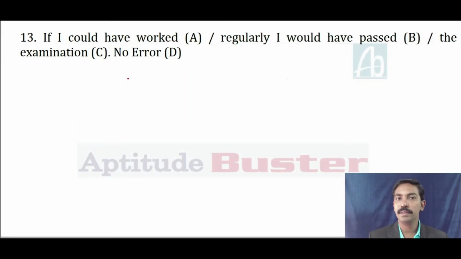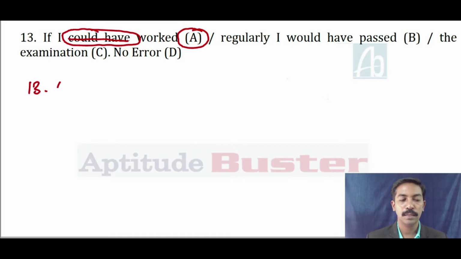We're able to spot the error for this question almost immediately. Yes, you're right. We know if clause can take only three verb patterns: simple present tense, or simple past tense, or past perfect. Therefore, the word would or could will never appear in if clause. Remember that idea. That will help you to spot the error much faster. For this question, the answer is A. The correction is, if I had worked regularly.